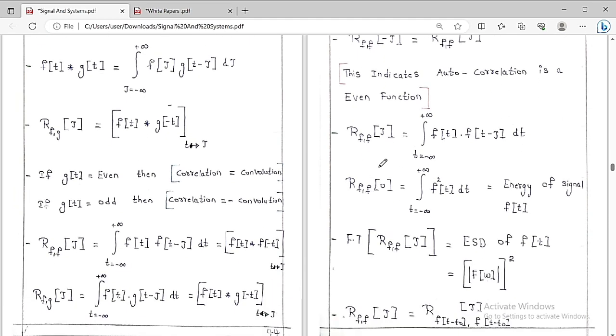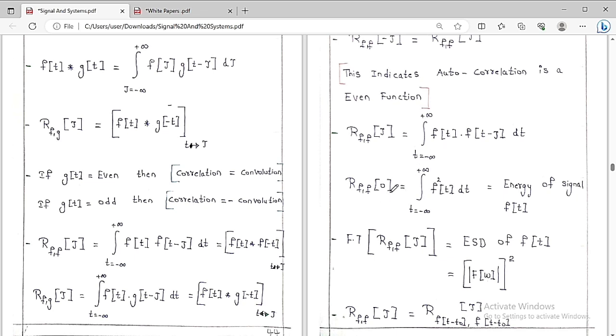So let me take the autocorrelation. R_FF of tau is equal to the integration from t equals minus infinity to plus infinity of f of t into f of t minus tau dt. Now I want to find, at tau equal to 0, what is the value? If I substitute tau equal to 0, then we get f square of t dt, the integration from minus infinity to plus infinity. This is nothing but the energy of the signal f of t.